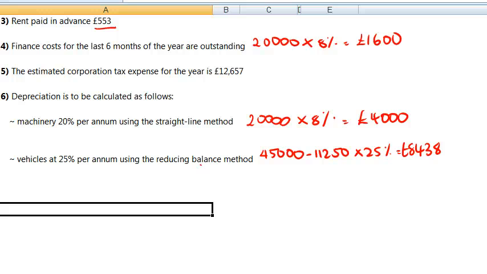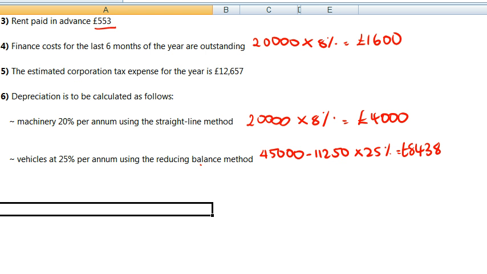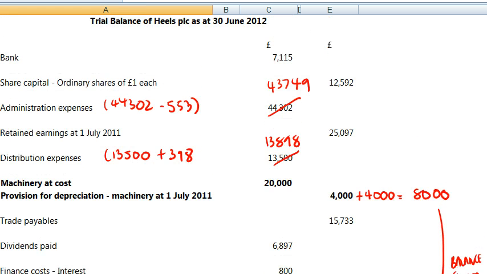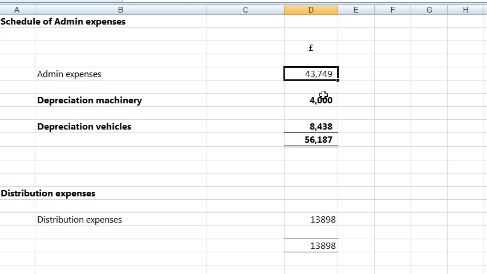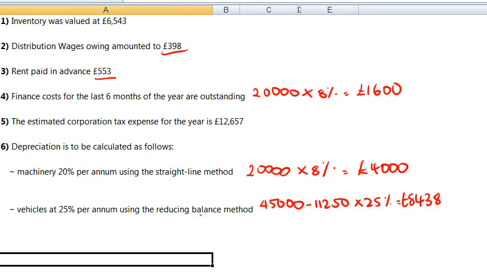Okay, this last recording is just about how depreciation affects the income statement and the balance sheet. You've got to remember to do a schedule of admin expenses, and let me just show you. You take admin expenses from the trial balance, so remember we updated it, 43,749. Show it, but don't forget to show the depreciation you calculated as well.